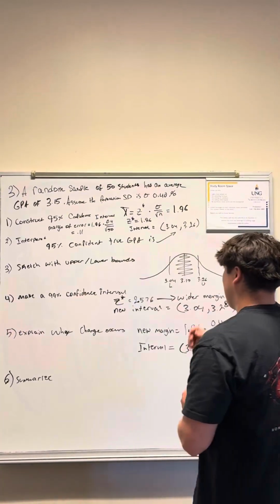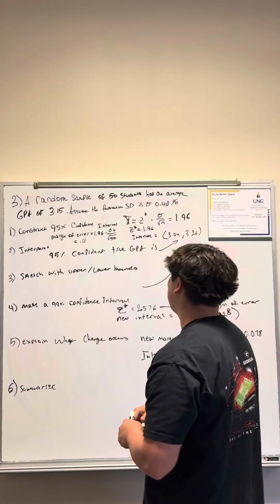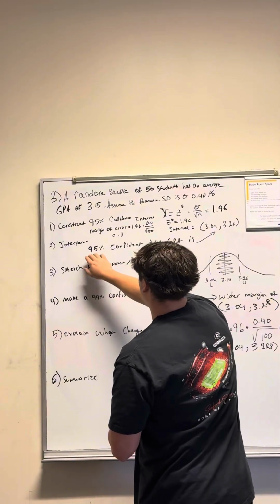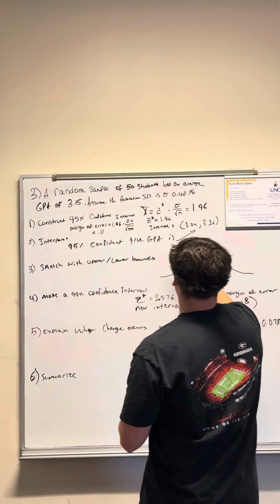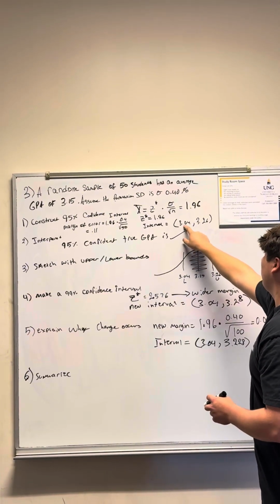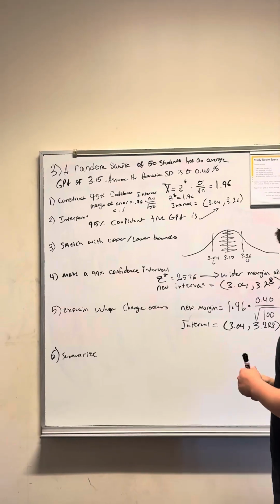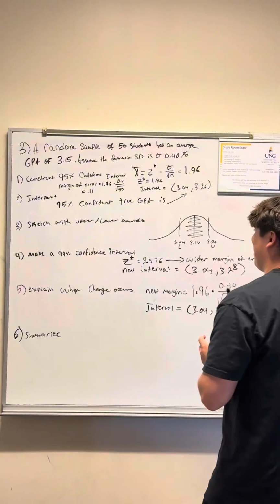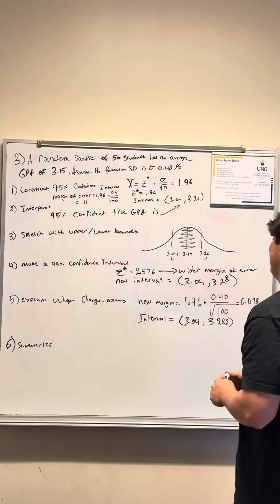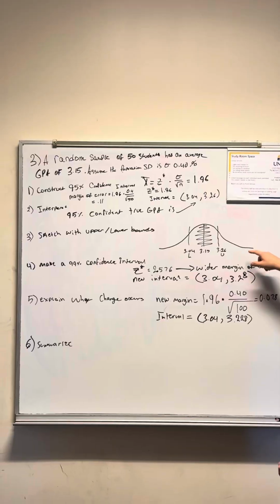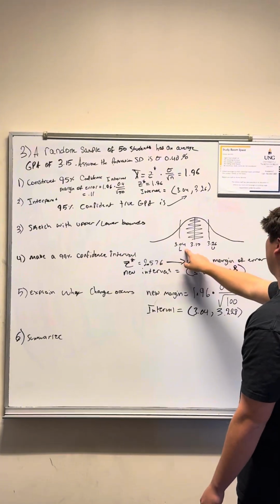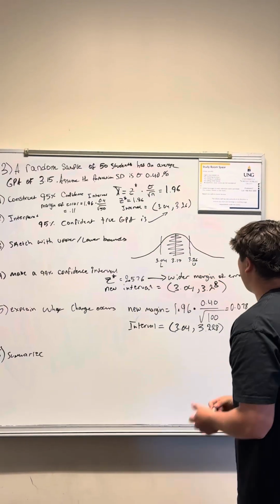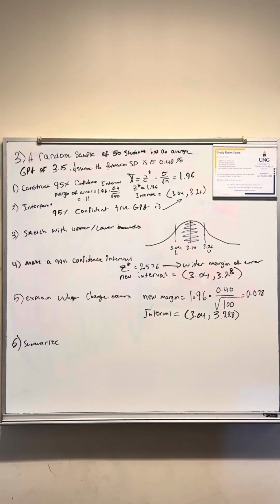Our interval is going to be (3.04, 3.26). For problem number 2, it's asking us to interpret, and basically we're 95% confident that the true mean GPA is between the lower and the upper bound right here. For problem number 3, it's asking us to sketch with the upper and lower bounds. As you can see here, I drew the little bell curve. Our lower bound is 3.04, our average, the central area right here, is 3.15, and our upper bound is 3.26.